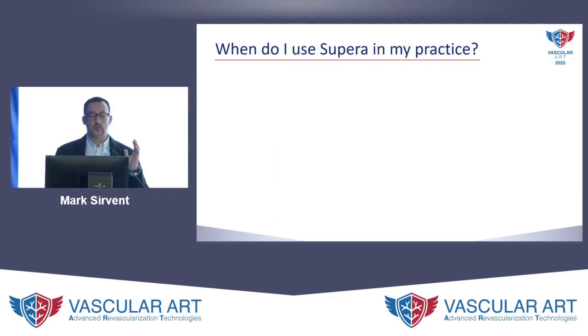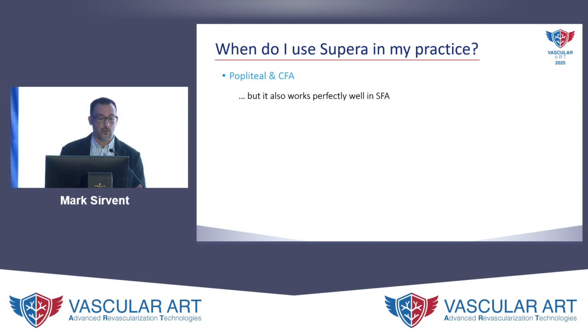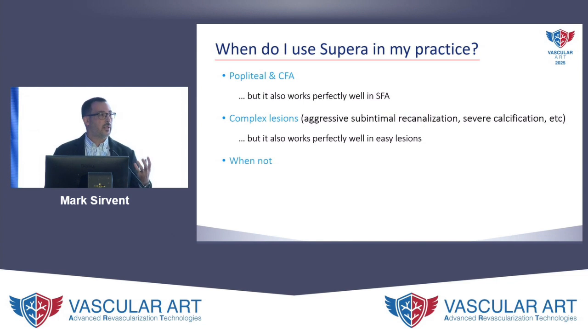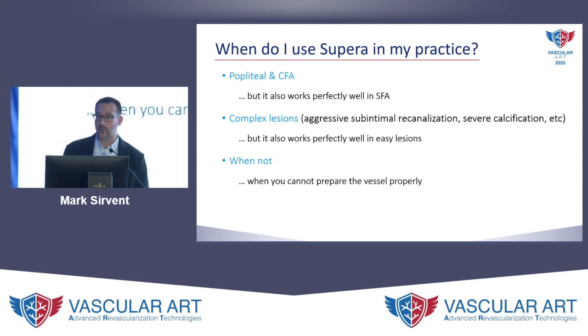So when do I use Supera in my daily practice? In the popliteal, and when I need popliteal and common femoral artery stenting, but it also works perfectly well in the SFA. When I need stenting and face a complex lesion, but it also works in easy lesions. And the better question here is when I don't use Supera. And that is important: when you cannot prepare the vessel properly.